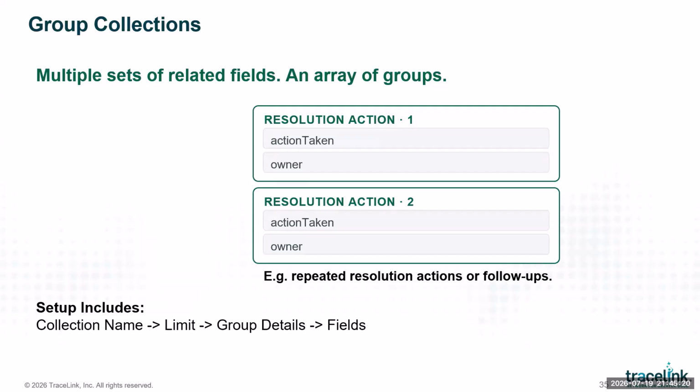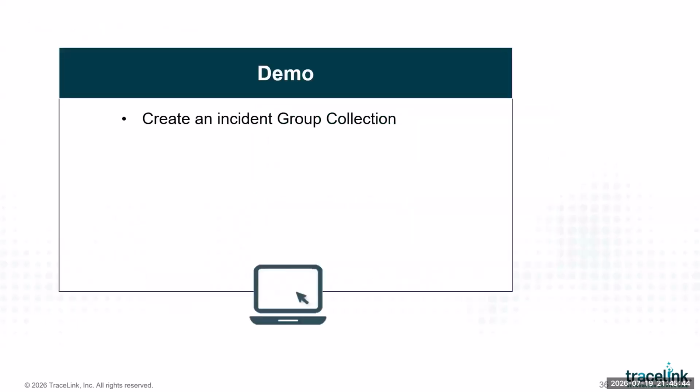And finally, let's define a group collection. Think of it as a whole section you can repeat multiple sets of related blanks. Technically, it's an array of groups, and it's the most advanced of the 4 building blocks. A good example is capturing multiple resolution actions on a single incident, where each action has the same set of fields. Notice how this differs from a single group, which only captures one set. Let's now take a look at how to create an incident group collection.